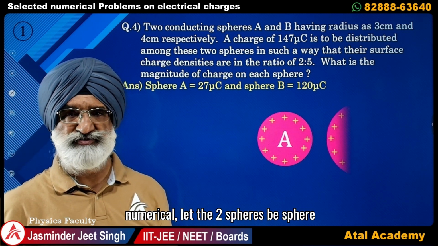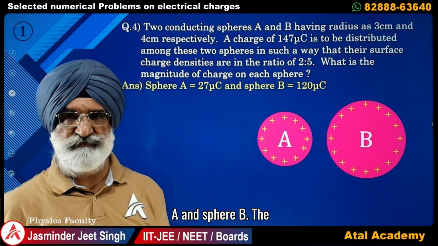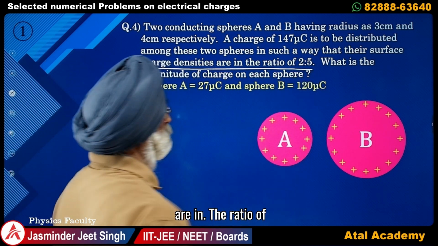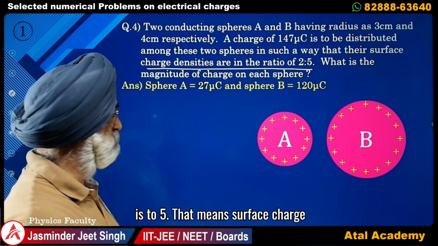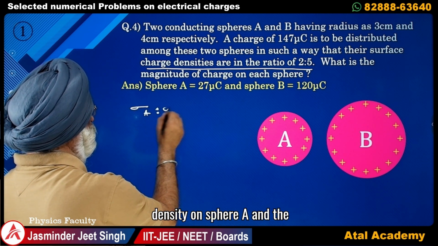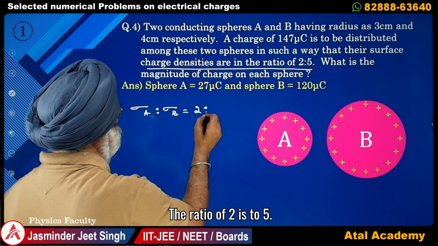Now, according to this numerical, let the two spheres be sphere A and sphere B. The surface charge densities on the two spheres are in the ratio of 2:5. That means surface charge density on sphere A and the surface charge density on sphere B is in the ratio of 2:5.